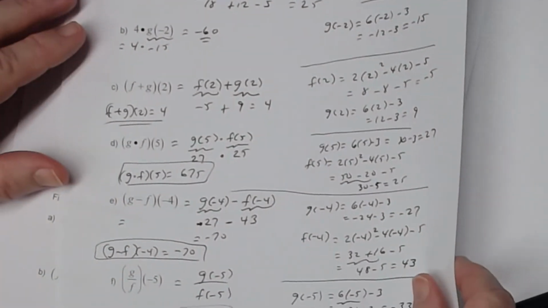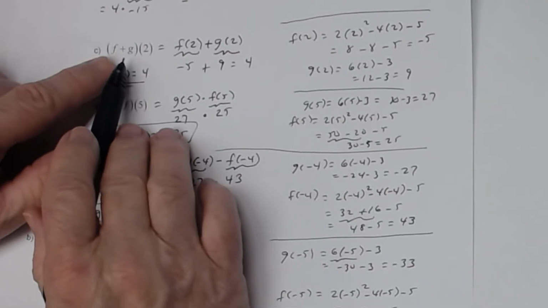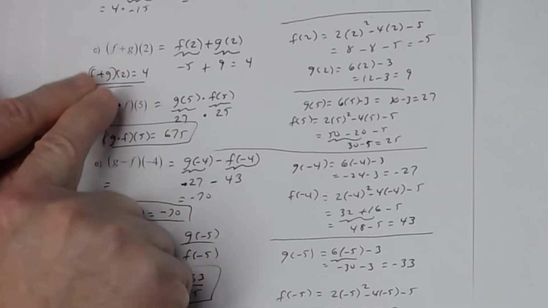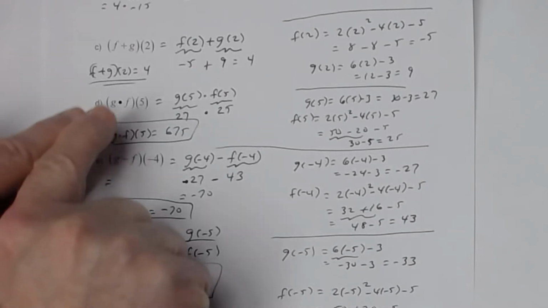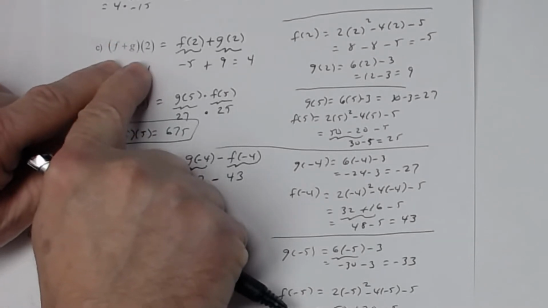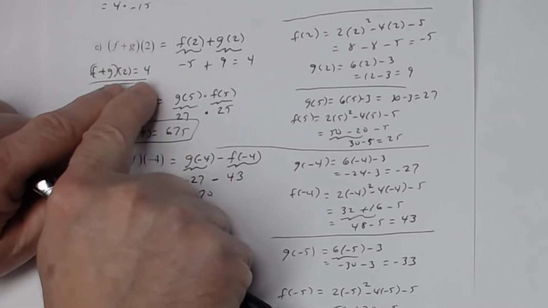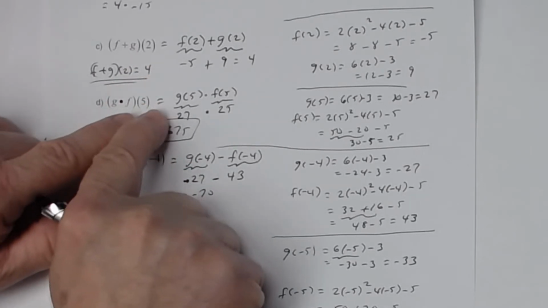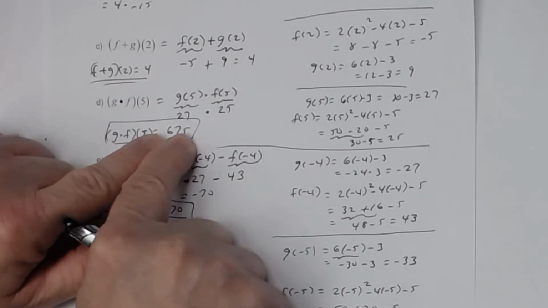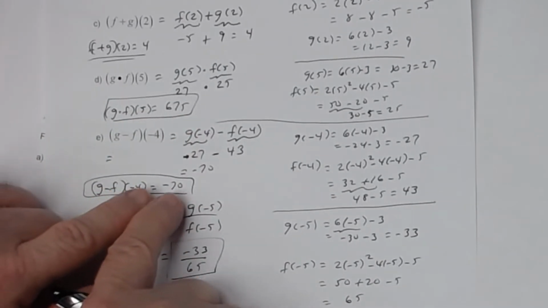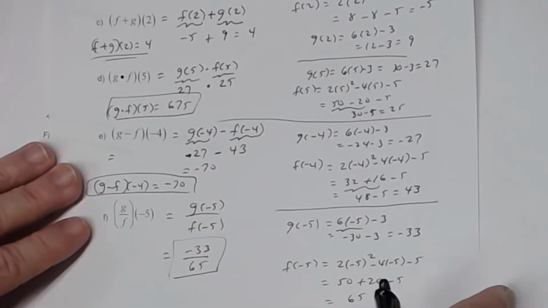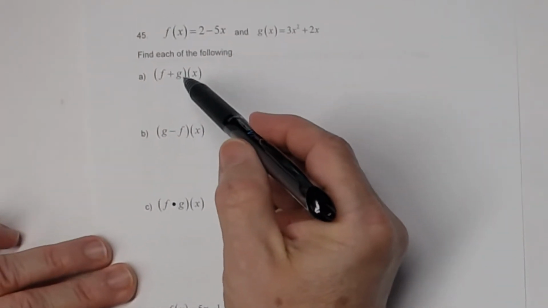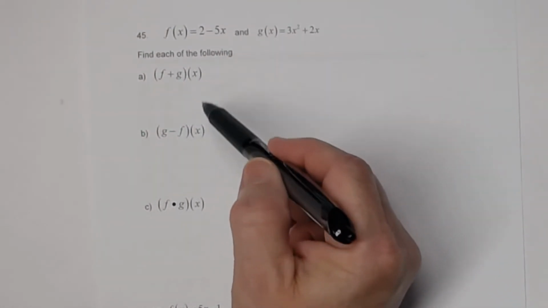Okay, so notice in 44 you evaluated those two functions at a number. You ended up with a number. You multiplied those two functions at a number. You ended up with a numerical answer. Same thing here. Okay. So in number 45, though, you're evaluating those functions at the variable x.